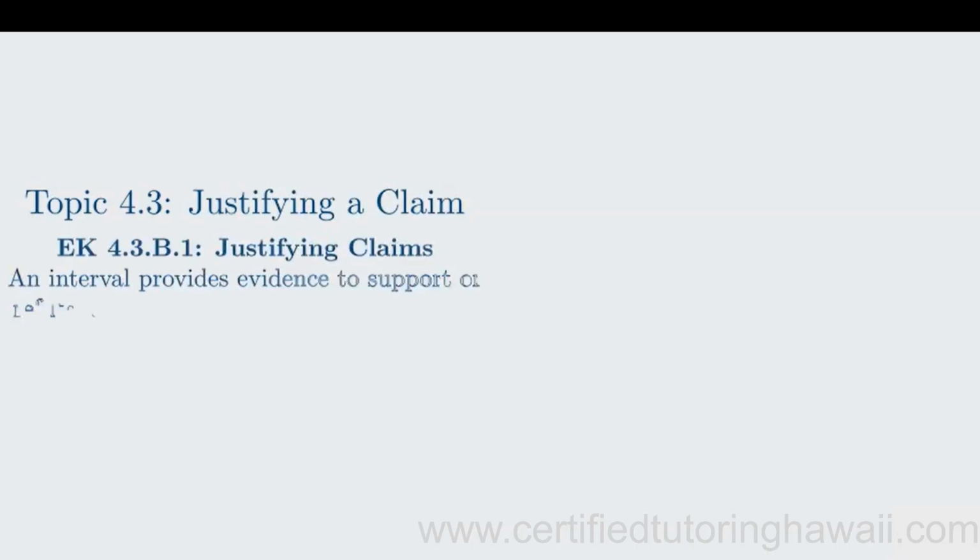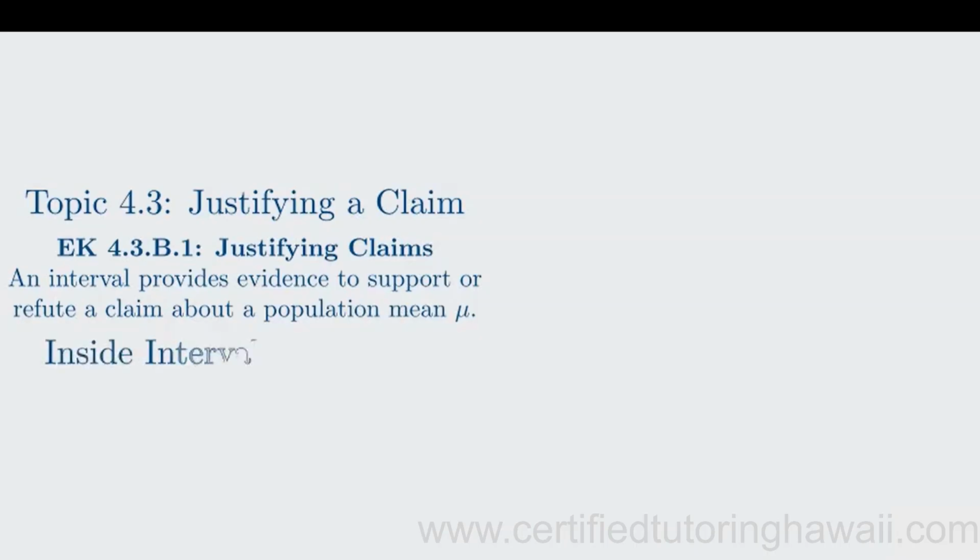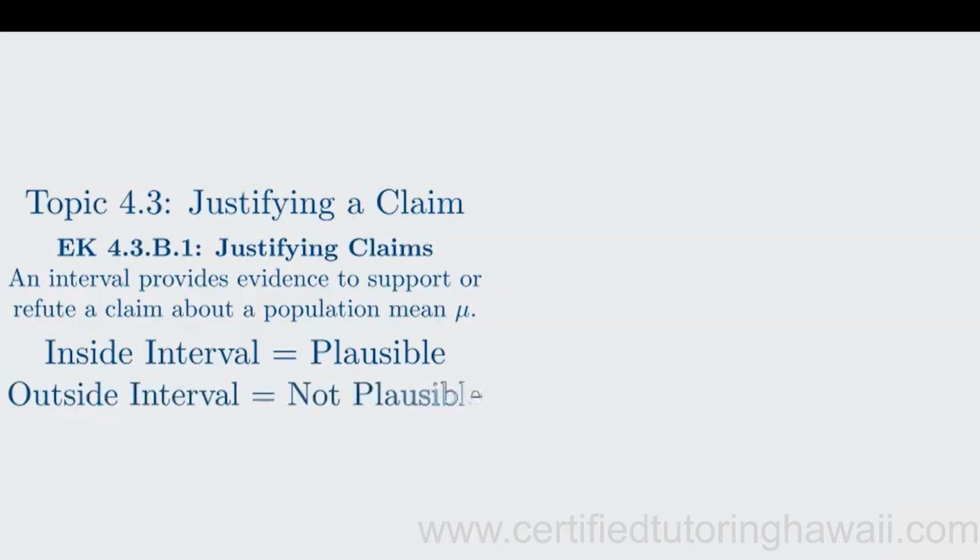Confidence intervals are not just for estimating, they are powerful tools for making decisions and justifying claims. This is a core skill for topic 4.3. An interval provides evidence to support or refute a claim about a population mean. The logic is simple. If a claimed value falls inside our confidence interval, that value is a plausible value for the population mean. If the claimed value falls outside the interval, we have convincing evidence that the claim is likely incorrect.